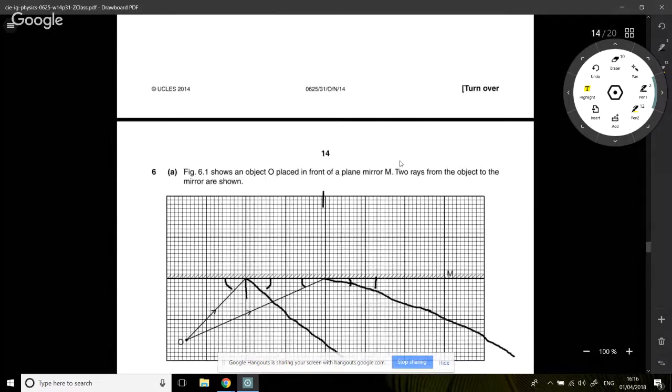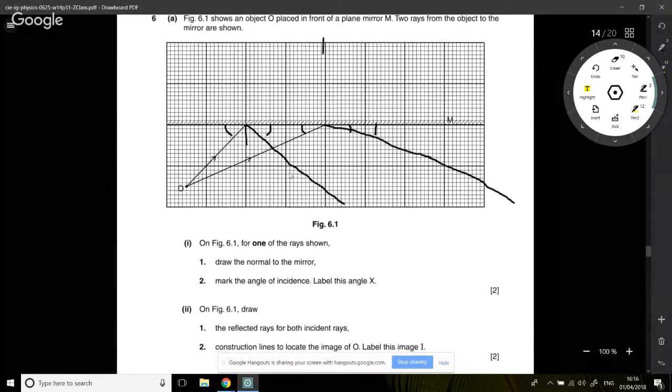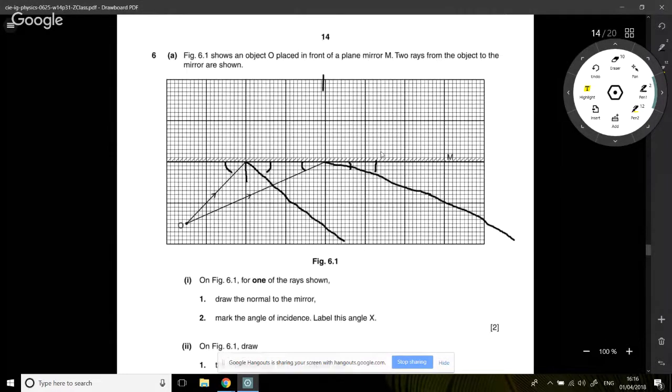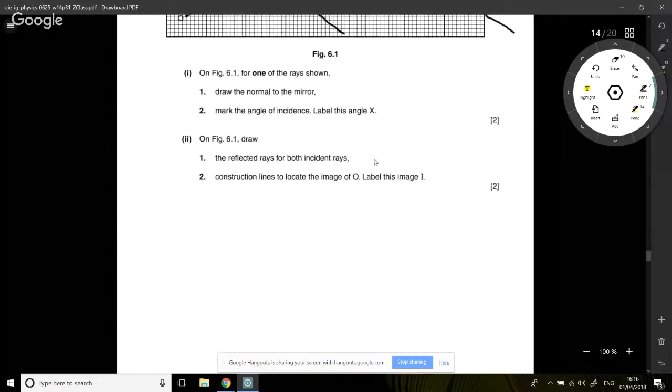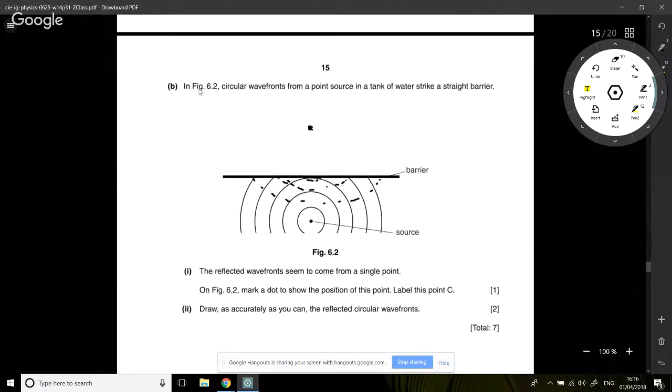All right, we're just going to skip straight past this one. You just had to draw in some lines. It was about reflection, and you just needed to draw in some reflection lines. A bit boring. All right, the circular wave fronts.